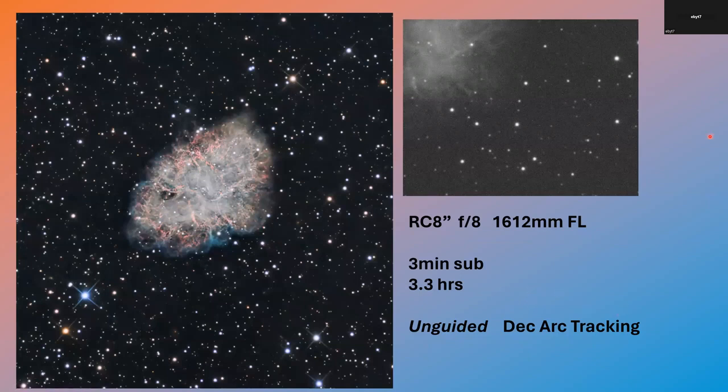M1 Crab Nebula. Here's again 3-minute subs taken with the RC8 at f8. I'm only using a field flattener with that scope, no reducer. And again, every sub comes out perfect. So it's very nice. You don't have to set up a PHD2.